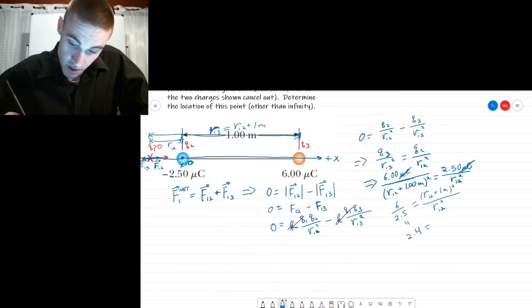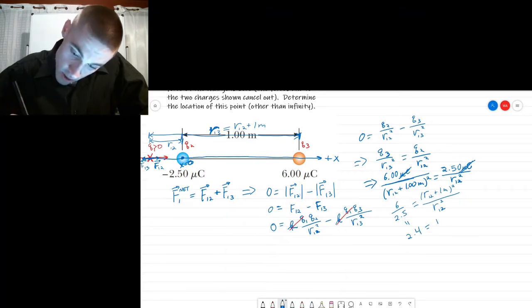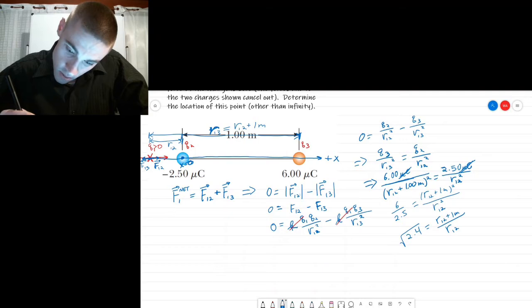and I can take the square root of both sides of this to get rid of the squareds. So I'll have (r12 plus 1 meter) over r12 equals the square root of 2.4, and then I can divide the r12 over in those two terms, right? I'll have root 2.4 equals 1 plus 1 meter over r12. So I can subtract that 1 across. It's equal to 1 meter over r12.